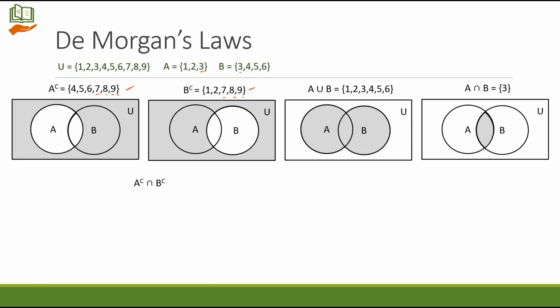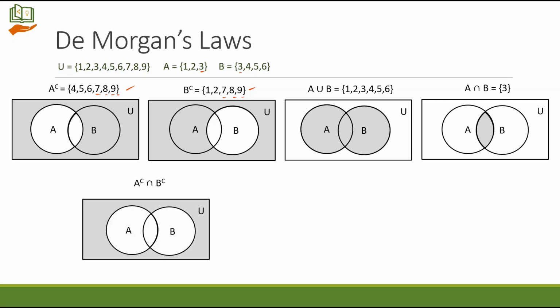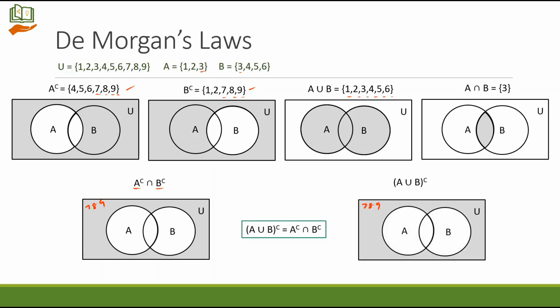Here what is actually the intersecting point? The universe set is the intersecting point. 7, 8, 9 is present in the universal set. A complement intersection B complement will be giving this one. What about A union B the whole complement? From here if you take the complement also, you will end up with 7, 8, 9. From this we can prove A union B the whole complement is equal to, apply the complement inside, it will be A complement and B complement.